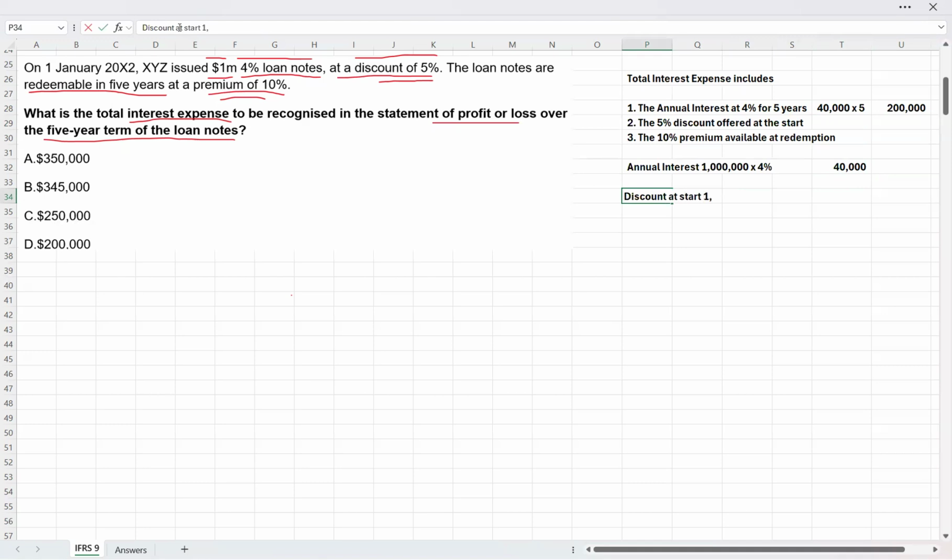So you had to pay 1 million, but they say don't pay 1 million. You get a 5% discount and you only pay 95%. So what is the discount? We take the 1 million and multiply it by 5%. That's 50,000. So that's the second benefit. Okay, so this company XYZ is making it tempting for the investors.